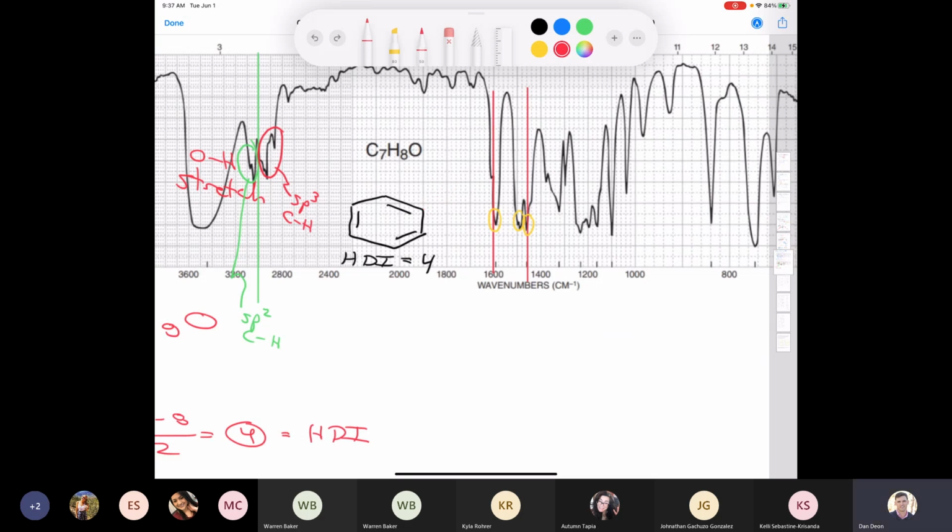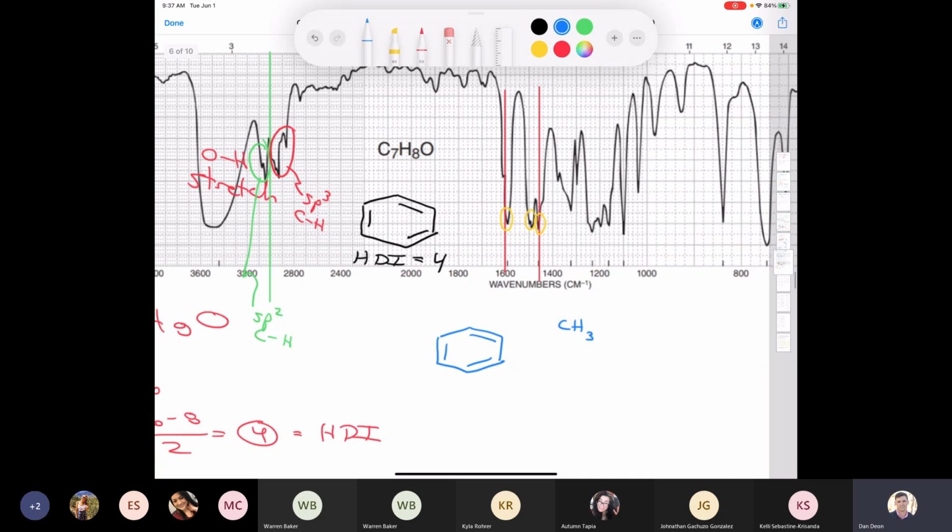So what are some possible ways that I could put all this together? I've got my aromatic ring. Let's write down what we've got. We've got our aromatic ring, we've got another carbon that is sp3 hybridized, so it's going to be a methyl group or a methylene. Sorry, I'm thinking about too many things at once here. And we have a hydroxyl.